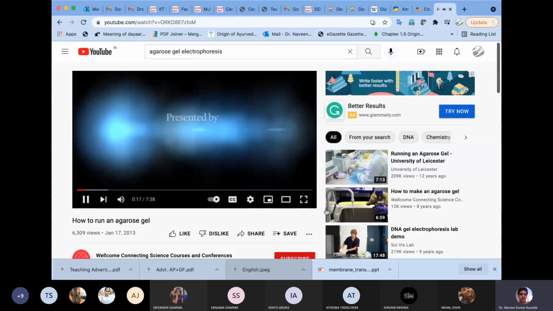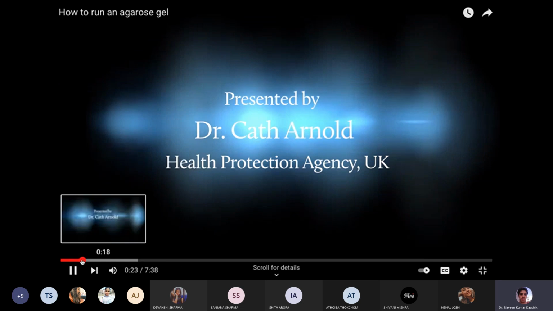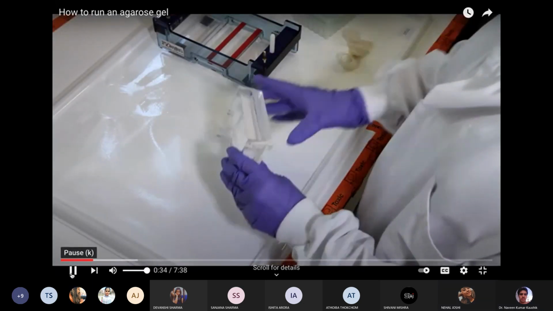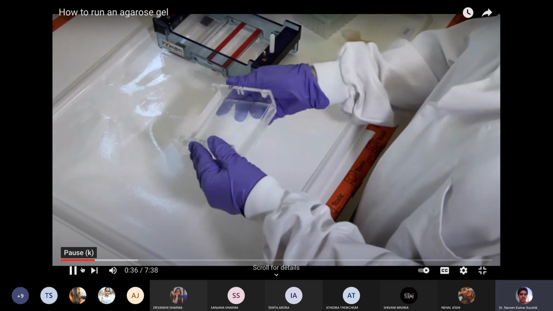So is the video visible to you? Are you able to see the video? Yes, sir. So as you can see, here the two edges are there. One is this edge and the second is the other edge, and here you have placed your gel. This tray you are placing into your buffer tank, and at the place where the wells are, you are going to load your DNA. Then when you load your DNA within this well, your DNA starts moving through the gel. Okay, so I'm playing it, then you can see.